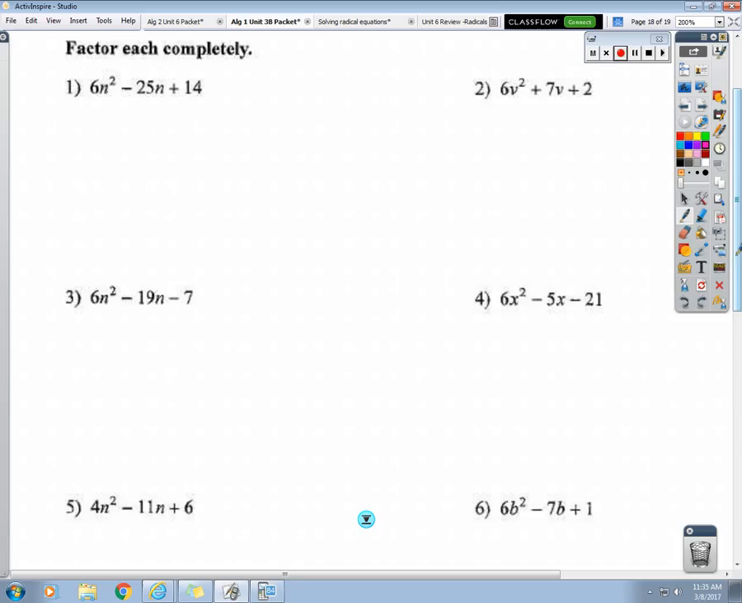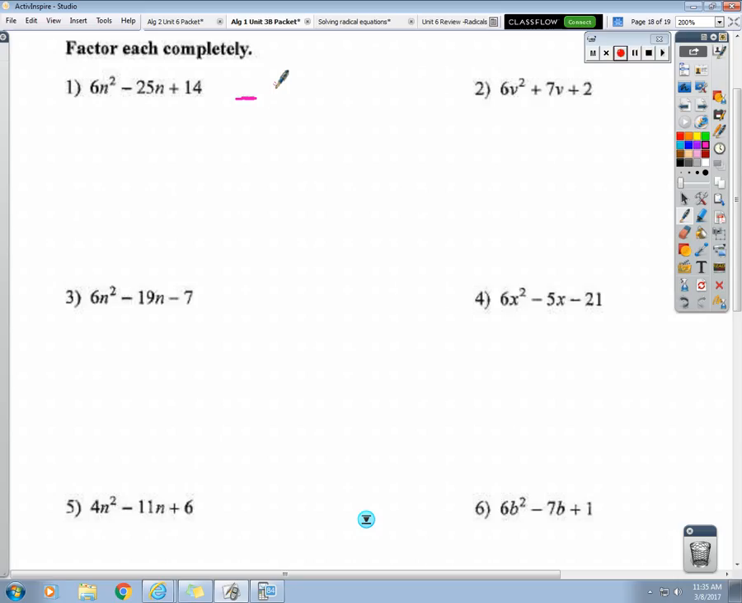All right, number 1. What is the leading coefficient? 6. However, it is not the GCF because even though you can divide 6 out of this evenly, you cannot divide it out of 25 or 14. So we have to learn a new method for these types that have a leading coefficient greater than 1, but that coefficient is not a GCF.